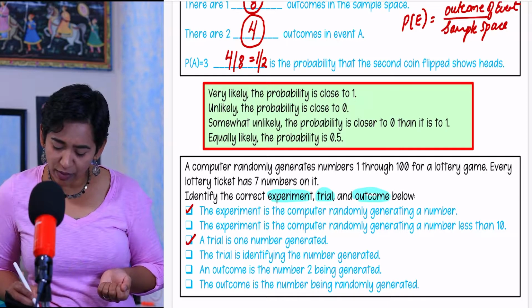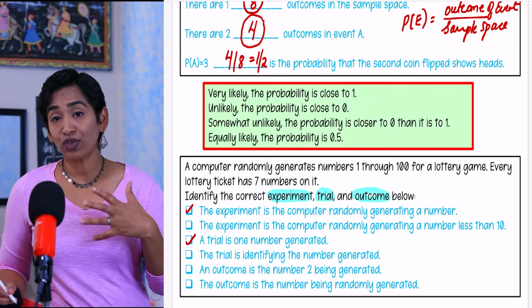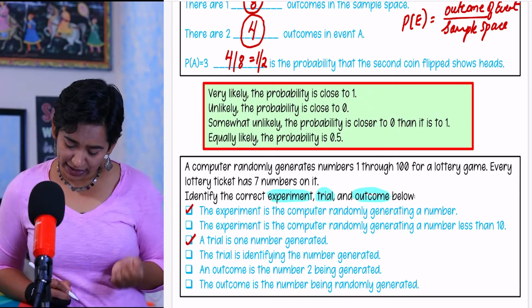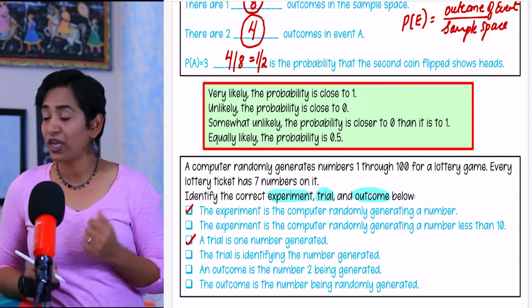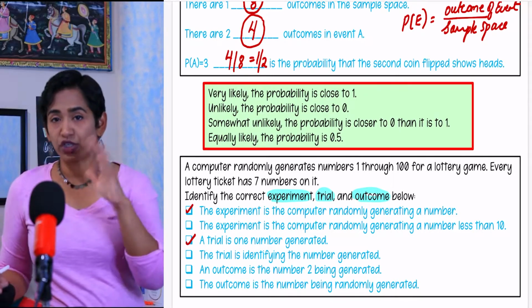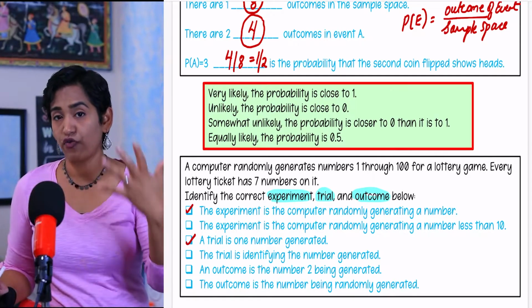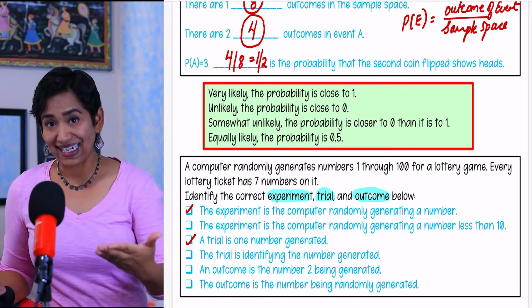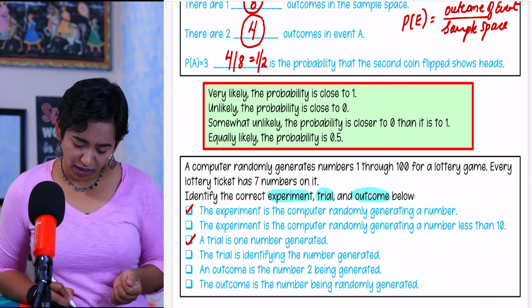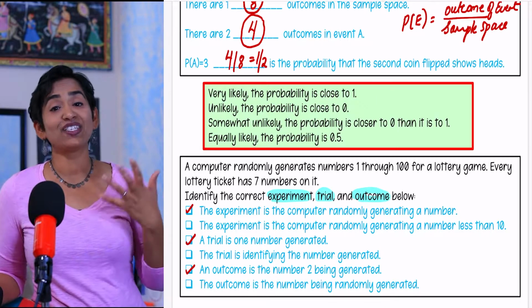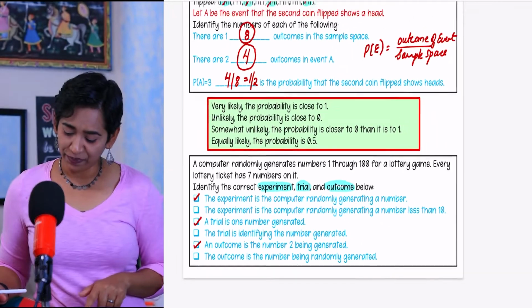An outcome is the number 2 being generated. Remember, outcome is the result that you get. So the outcome here is, let's say the computer generates a 2 or a 3 or a 4. Outcome is what you get, the final result. So an outcome is the number 2 that's being generated by the computer. All right.